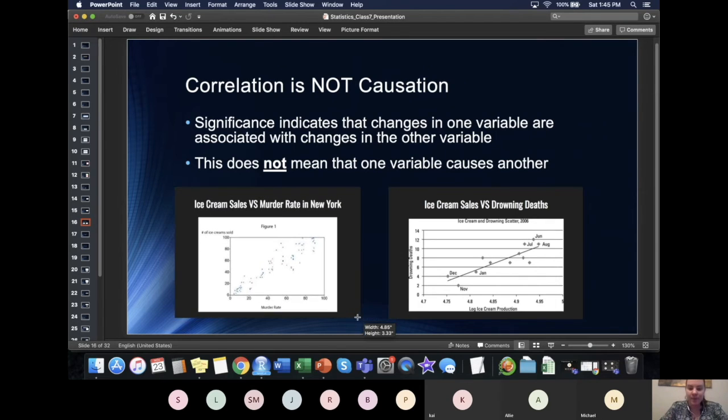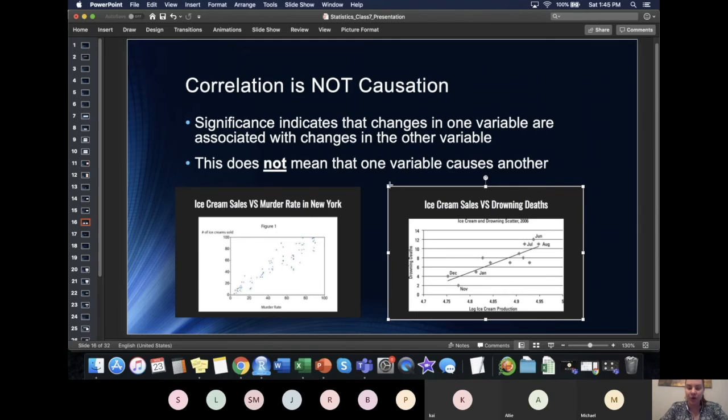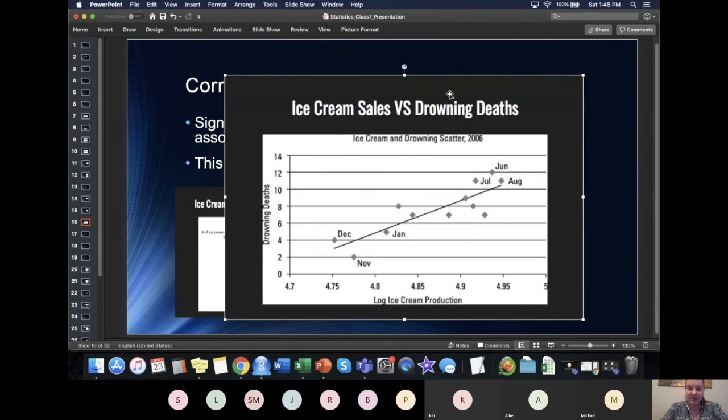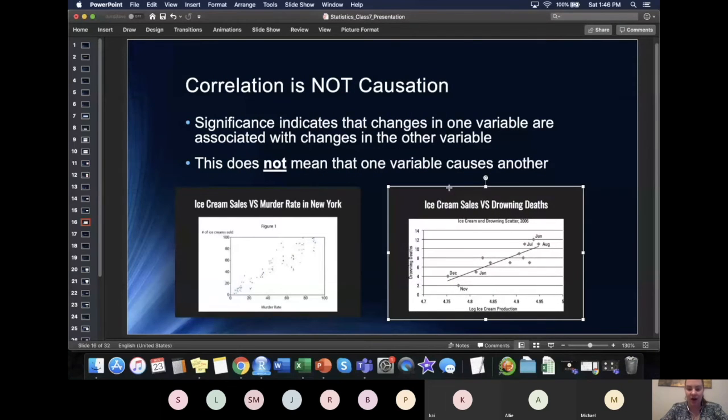So there was a similar one. Some other reporter also reported this, that ice cream sales cause drowning deaths to be higher. So they had this graph showing the different months of the year, and that as drowning deaths go up, ice cream sales go up. So one must cause the other, right? No. I'm sure you can see, drowning deaths go up when people swim, and ice cream sales, because it's warm out, go up as well. One does not cause the other.